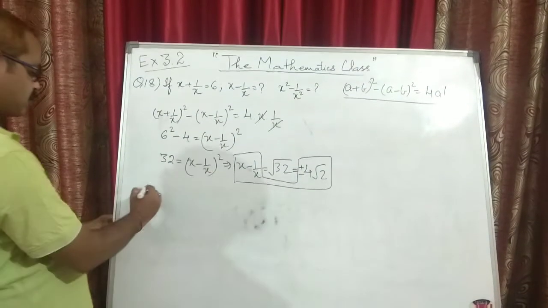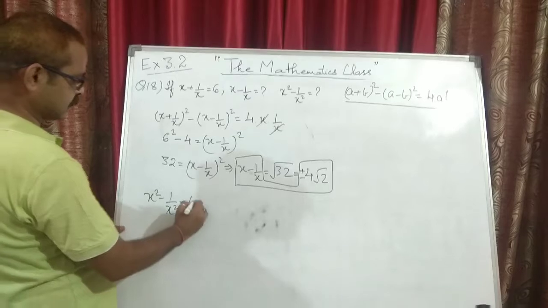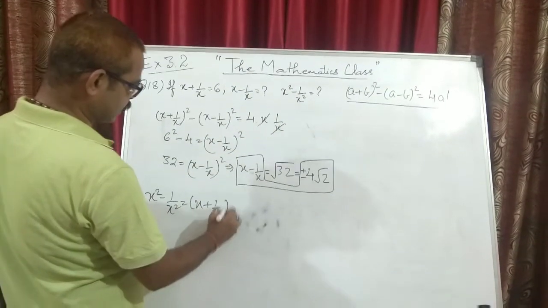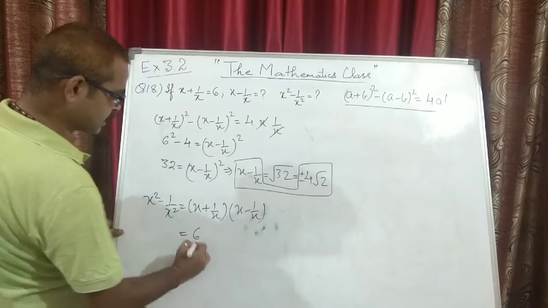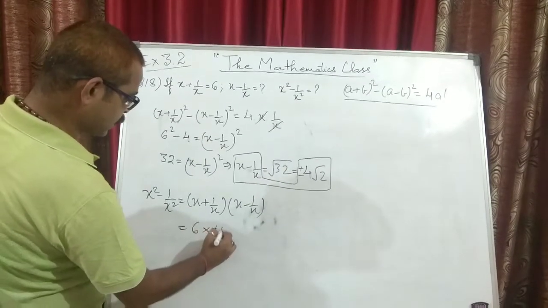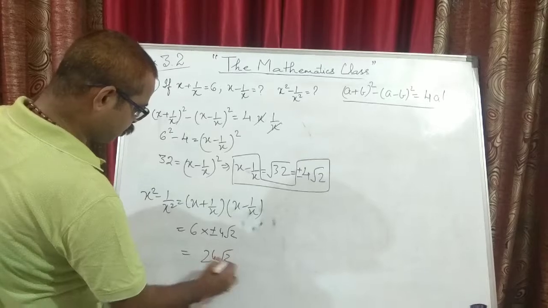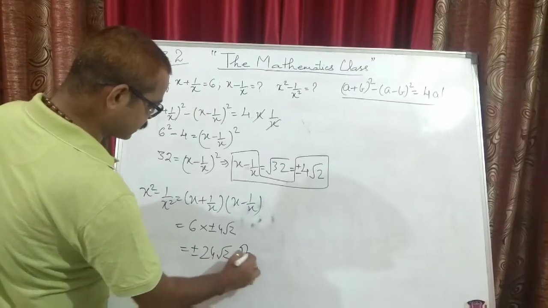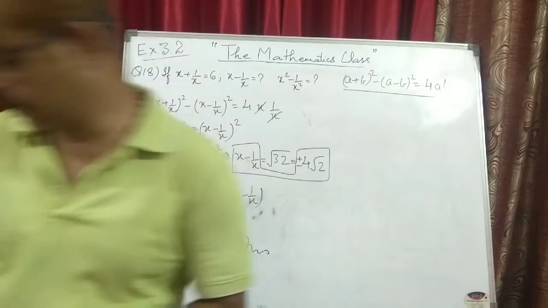Now we need to find out x square minus 1 upon x square. Simply you can say it is (x plus 1 upon x) into (x minus 1 upon x). X plus 1 upon x is 6, given, and this is plus minus 4 root 2. So 6 fours are 24 root 2 with a plus minus sign. That is the final value. Now we move on to question number 21.